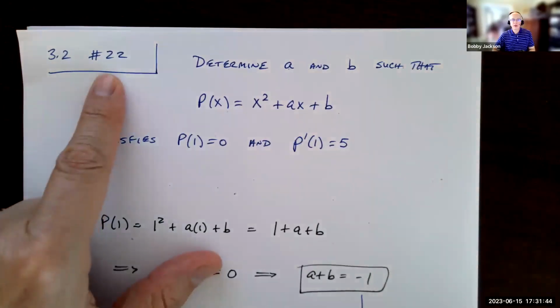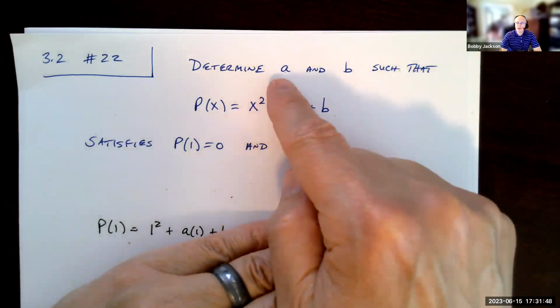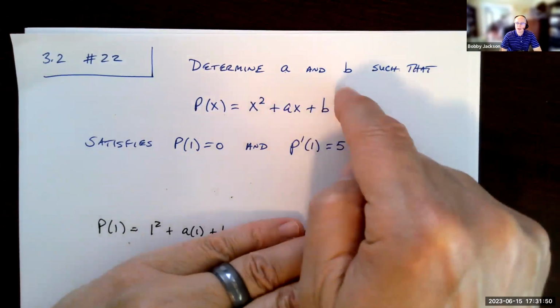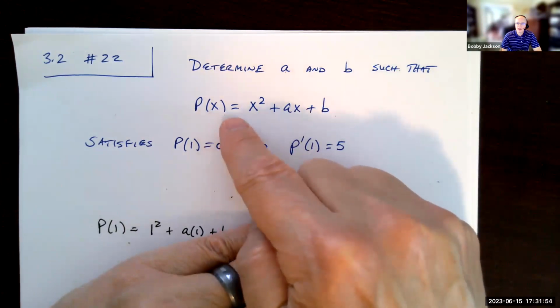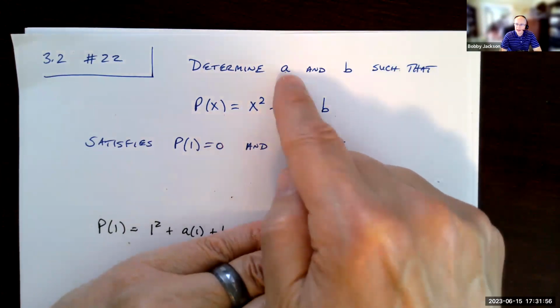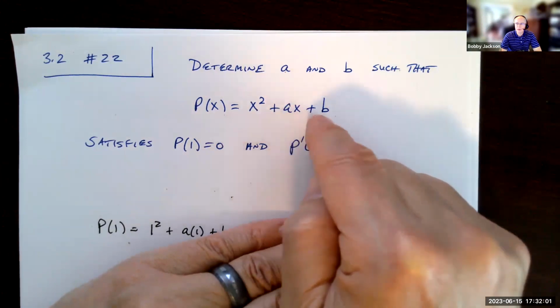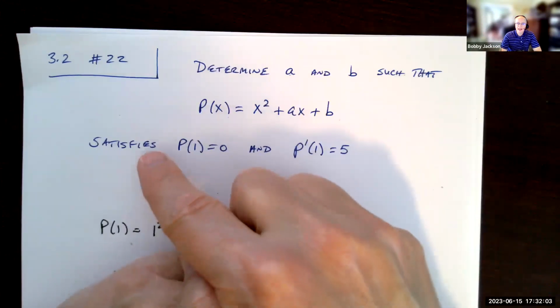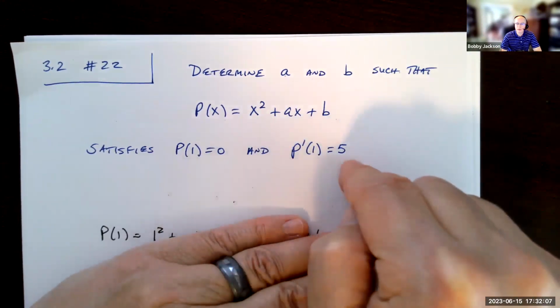Let's look at number 22 in section 3.2. It says determine the values of A and B. So A and B are some constants such that P of X, where X is the independent variable, is equal to X squared plus A times X. So A is some number, whatever it is, we'll find out here in a minute, plus B. And it has to satisfy P of 1 equals 0 and P prime of 1 equals 5.